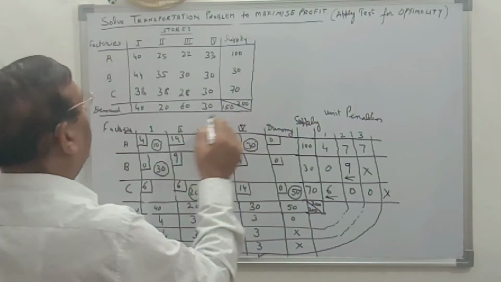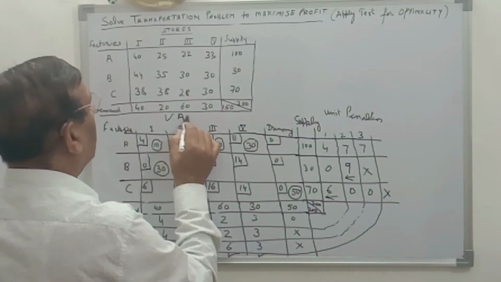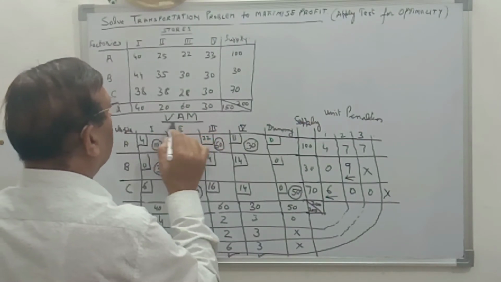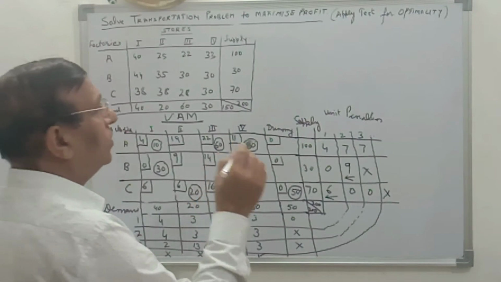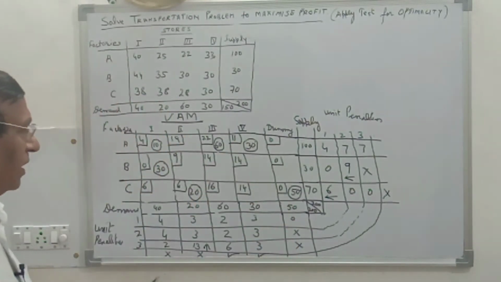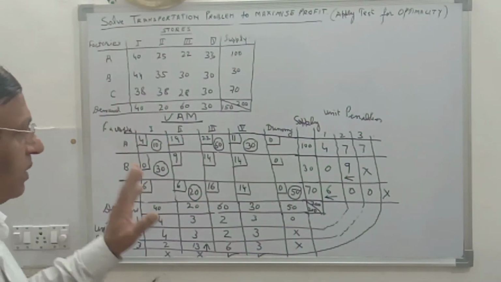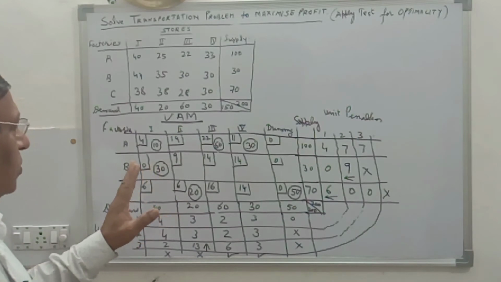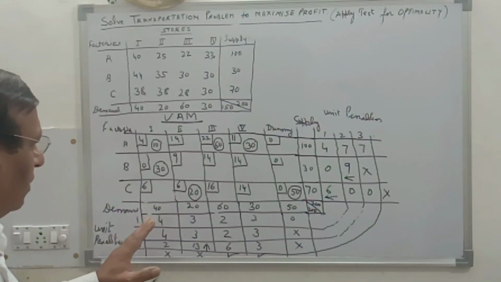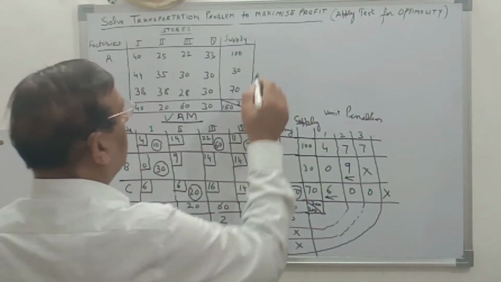You have applied VAM. Vogel approximation method is also known as the unit penalty method. And this is the best method. Now we can calculate the total cost.